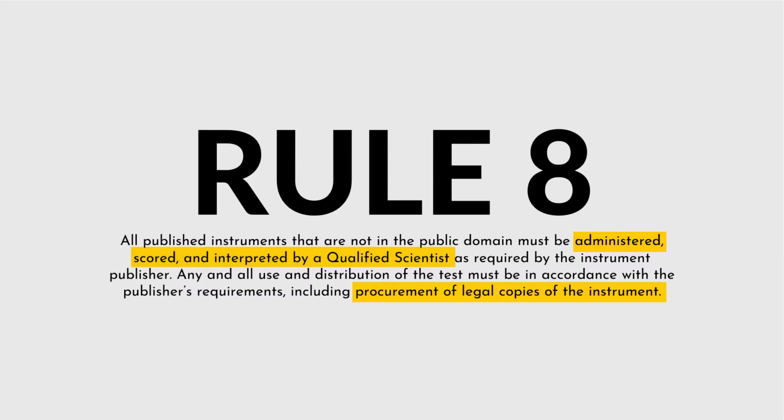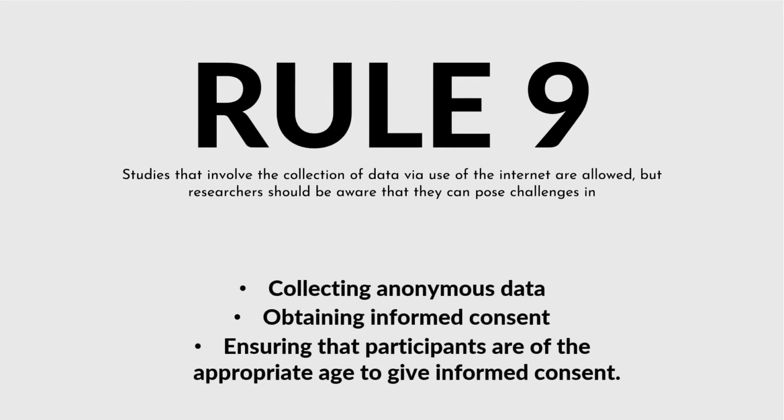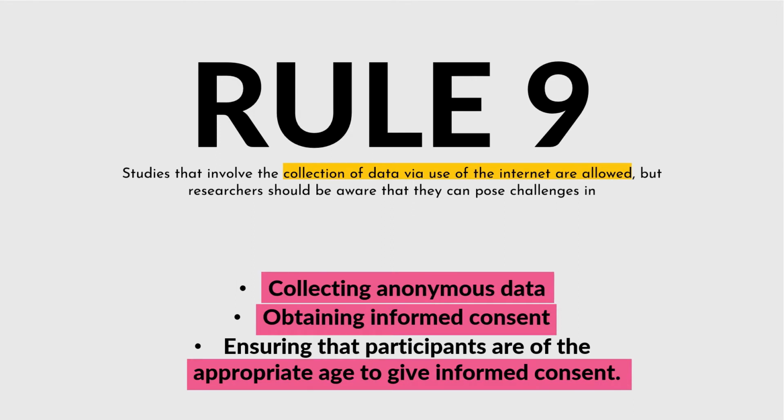The test must be used and distributed in line with the publisher's specifications, including the acquisition of legal copies of the instrument. Studies involving data collection through the internet are authorized, but researchers should be aware that they can present difficulties, first in gathering anonymous data, in getting informed consent, and in verifying that participants are of the ideal age to give informed consent. This all falls on rule number 9.